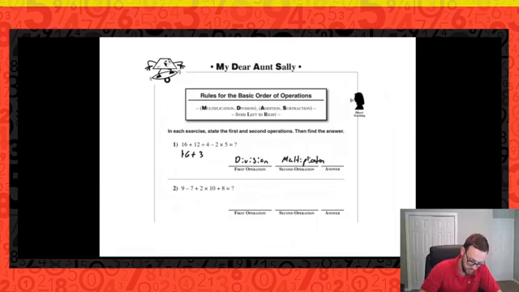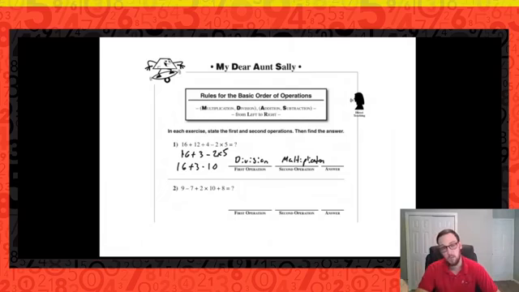So now I've got 16 plus 3 minus 2 times 5. I do my multiplication next. 16 plus 3 minus 10. And now we work our addition and subtraction from left to right. 16 plus 3 is 19, minus 10 gives us our answer of 9. So let's go ahead and do number 2.